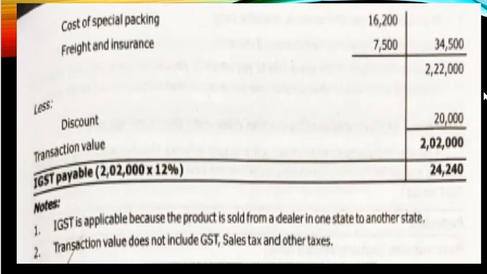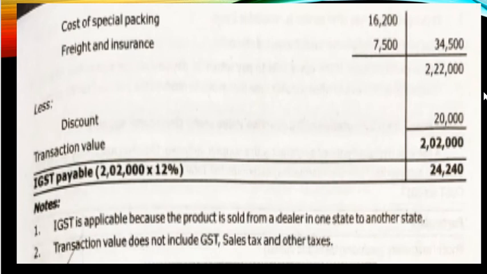So what is your total transaction value? 2,02,000. So 2,02,000 into 12%. IGST will not be distributed to anyone. It will be directly charged to the central. So 2,02,000 into 12% will give us 24,240. Note, IGST is applicable because the product is sold from a dealer in one state to another state.